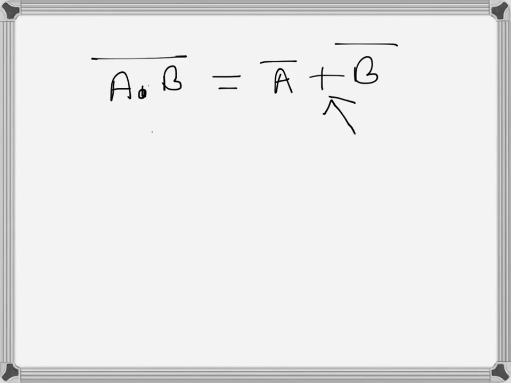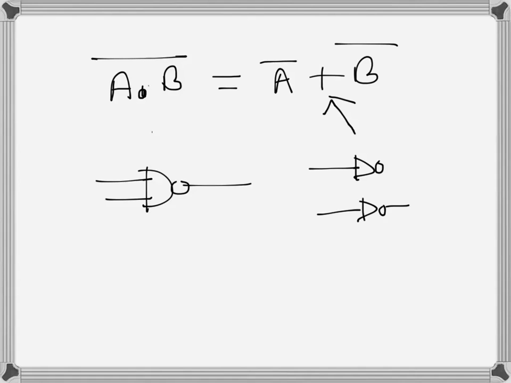So this one can be implemented using a NAND gate, while on this side the inputs are again inverted first and then go through an OR gate. So like that. Now there is a very useful application of De Morgan's theorem for logic gate implementation.